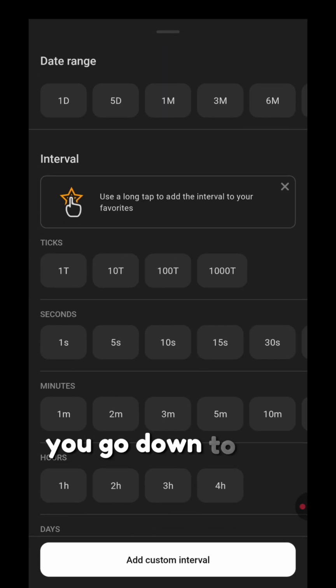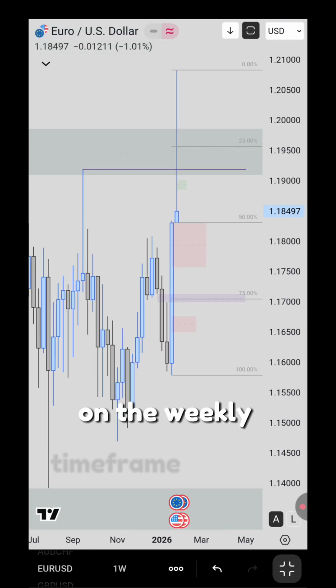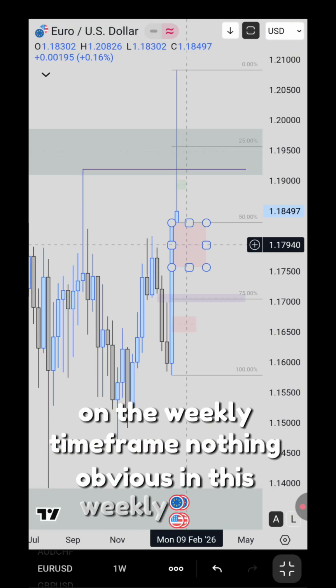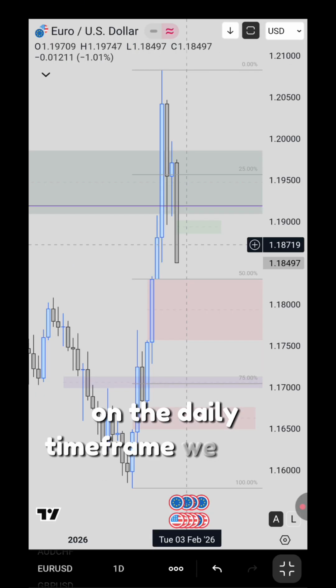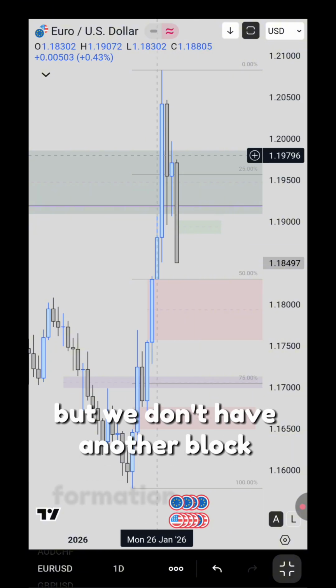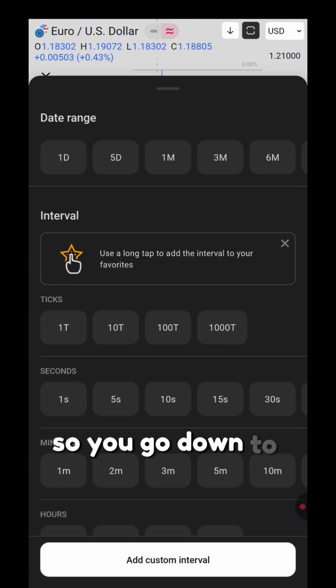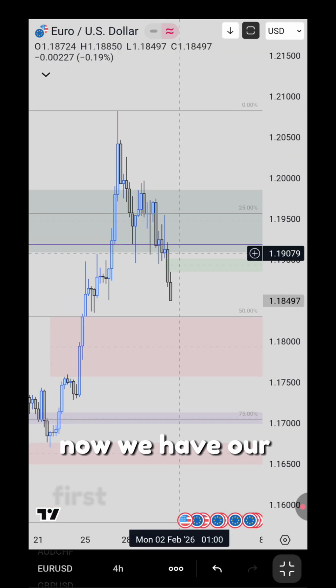What you do is you go down to the weekly time frame to see if there are any weekly points of interest. On the weekly time frame, nothing obvious in this weekly candle. So you go down to the daily time frame. On the daily time frame, we have 2 strong bearish days, but we don't have another block formation yet to a fair value gap. So you go down to the 4-hour. You see the systematic analysis? Okay, fantastic. Now we have our first fair value gap.